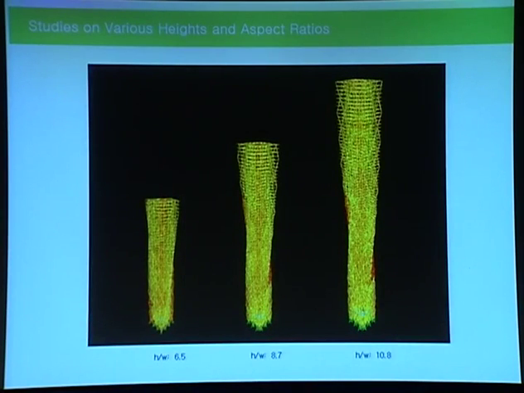The next factor affecting the structural performance of these twisted buildings is not only the rate of twisting, but also the height of the building. More importantly, the height-to-width aspect ratio of the building. So the previous slide showed the 60-story building with the aspect ratio of 6.5, and then this is the 80-story case with the aspect ratio of 8.7, and then this is the 100-story building with the aspect ratio of 10.8.